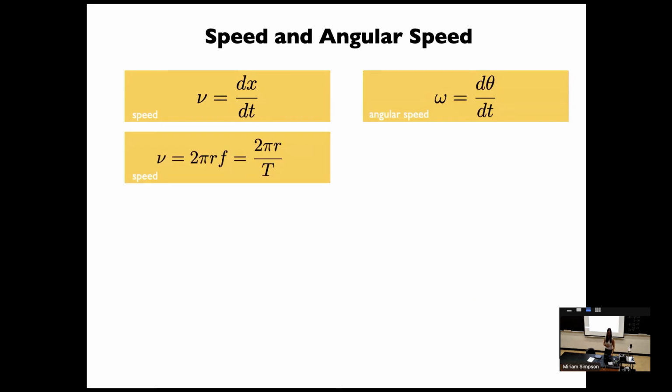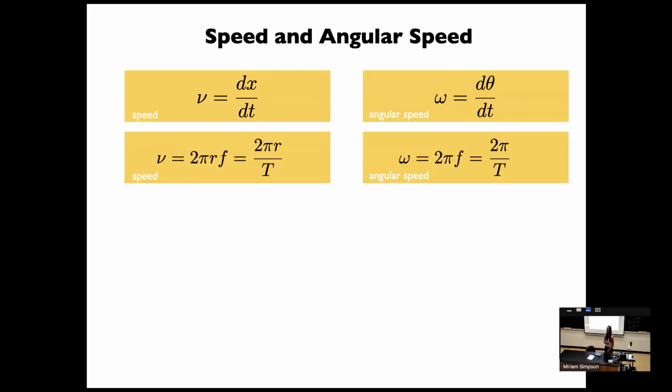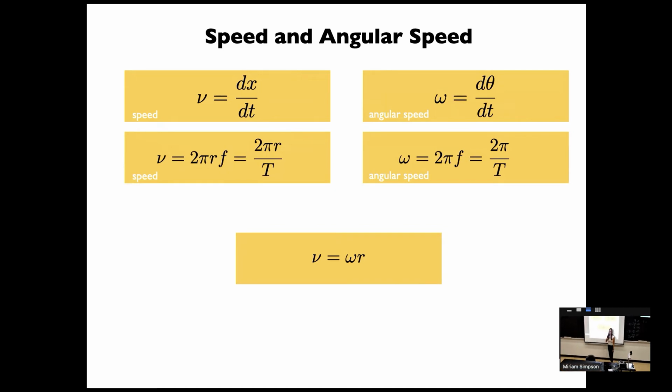If we have speed, we can say that's 2 pi r times frequency. If we want angular speed, it's just 2 pi times frequency, okay? So remember, angular speed is radians per second. Frequency is 1/seconds. 2 pi is in radians, so you'll get radians per second. The way that you go back and forth between speed and angular speed is just multiplying by the radius, okay? So if you have angular speed and you want regular speed, just multiply by the radius. Okay, so that's the distance you are from the center of whatever is spinning.